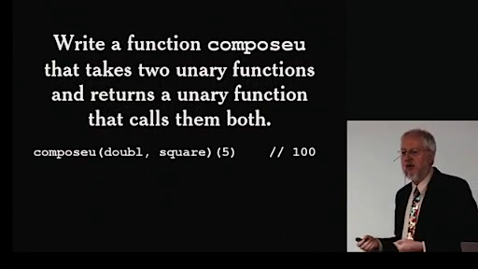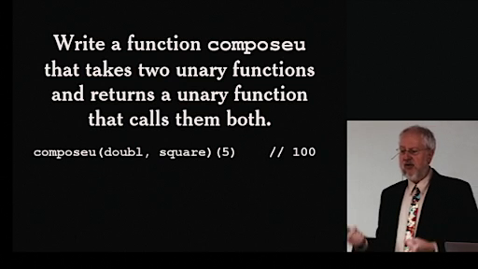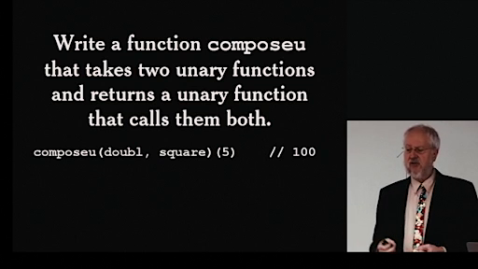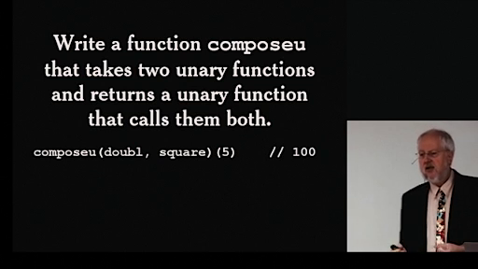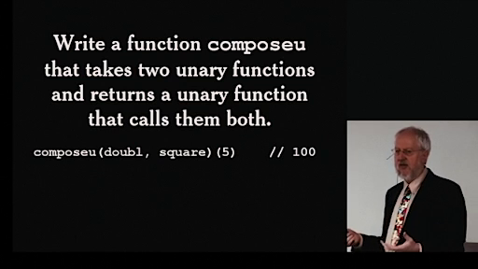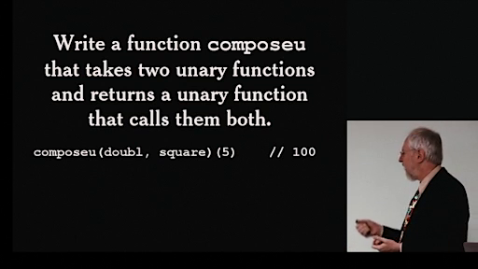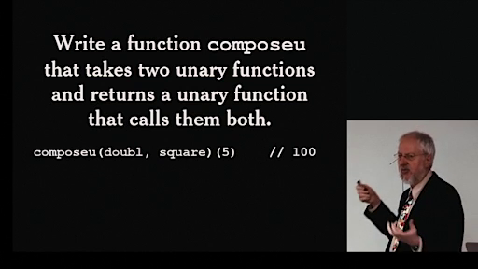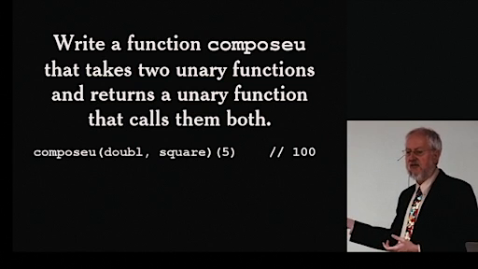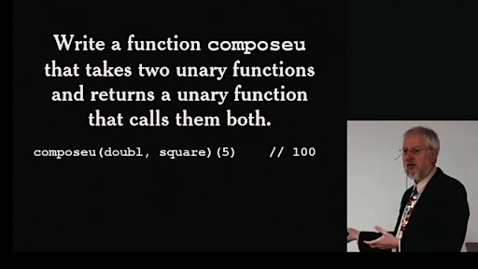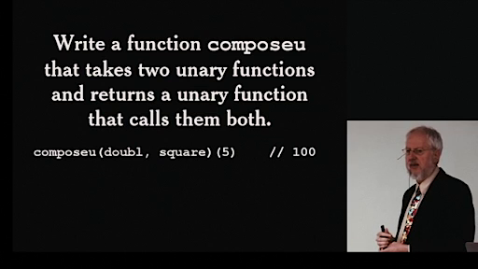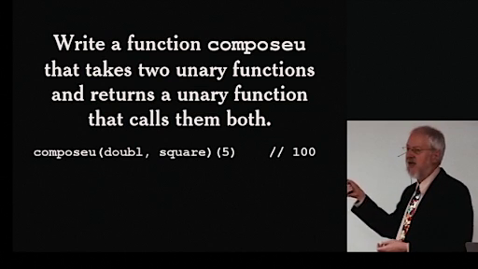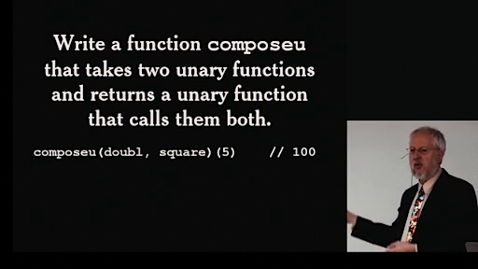Write a function compose U that takes 2 unary functions and returns a unary function that calls them both. So we're going to take the double and the square function that we wrote earlier, and we're going to pass them both to compose U. And then we'll pass the function that it returns 5, and it will return 100. And it'll do that by taking the 5 and doubling it, and then taking that and squaring it.